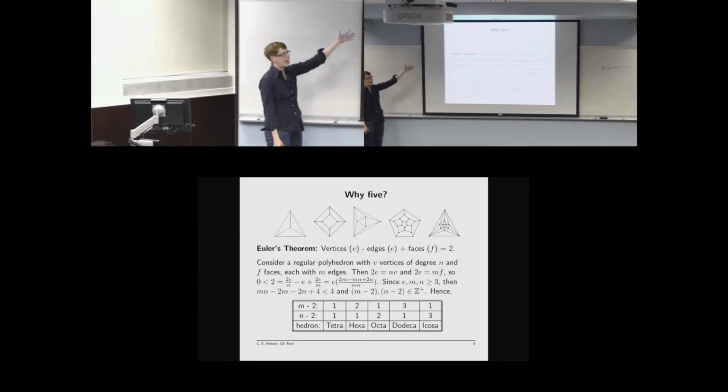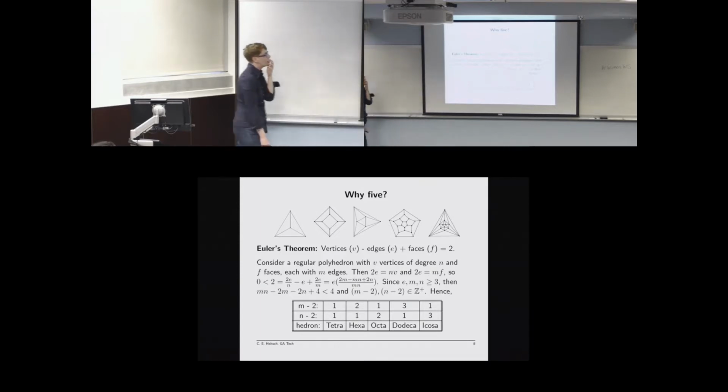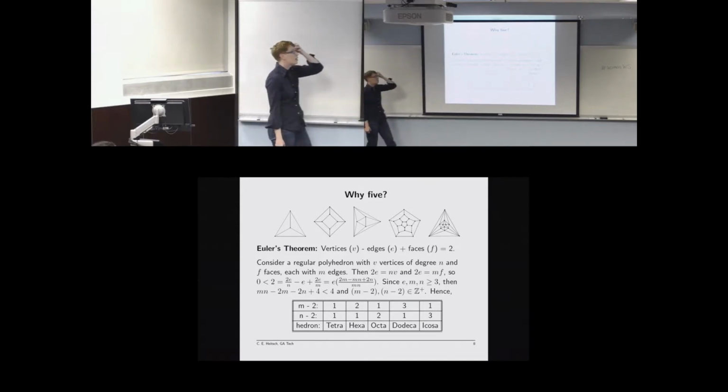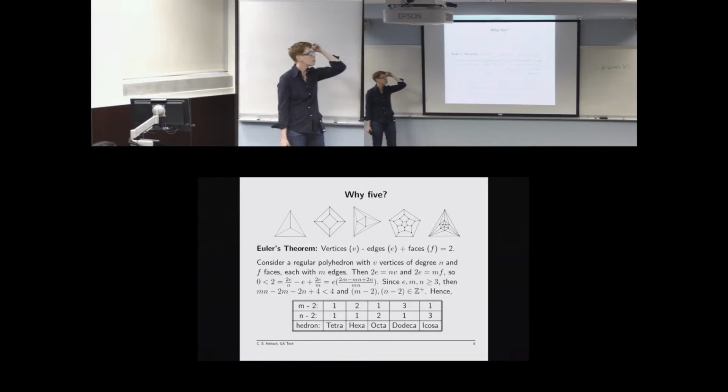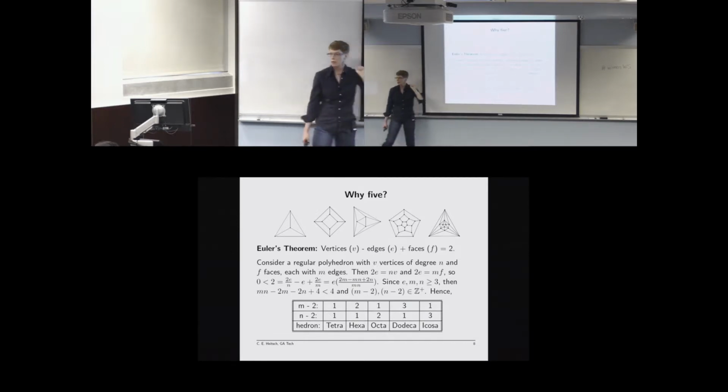But similarly, you might ask for the Platonic solids, why are there 5 solids? And that can actually be answered using Euler's theorem. So Euler's theorem, if we're thinking about planar graphs, tells us that the number of vertices minus the number of edges plus the number of faces should be equal to 2. And if we're thinking about Platonic solids, then they are regular polyhedra. And so that means that all of their vertices have the same degree, and all of their faces have the same number of edges.